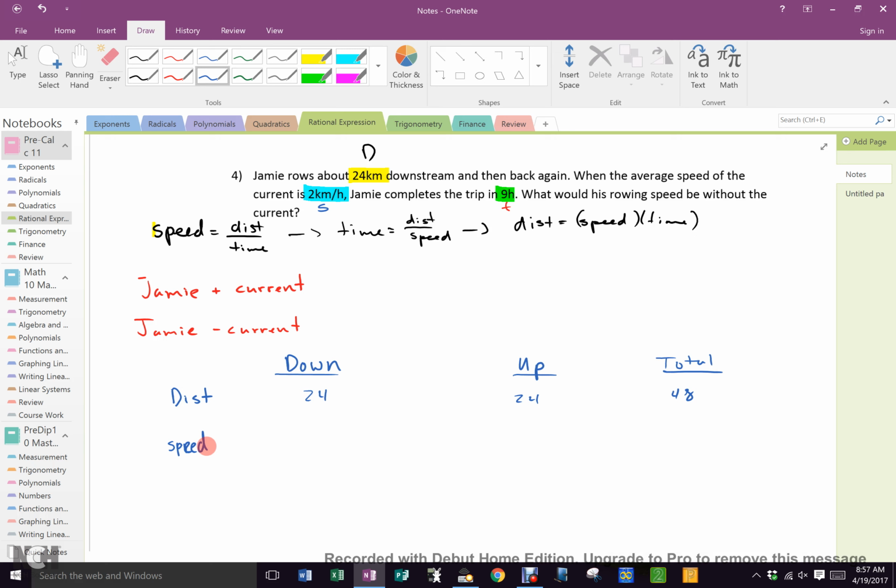So what do I give anything I don't know? A variable. What would be a good variable for speed? S? Sure. When he's going downstream, it's his speed plus 2. It's how fast the current's going. What's his speed coming home? His speed minus 2. Is everybody still okay? All right. And what's the third thing we count? What is time? Time is distance over speed, isn't it? Do I have a distance? Do I have a speed? So what's his time?